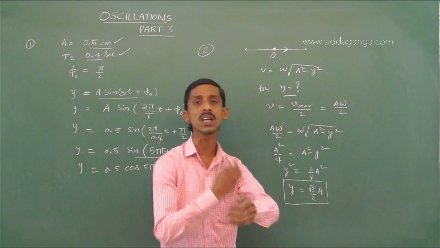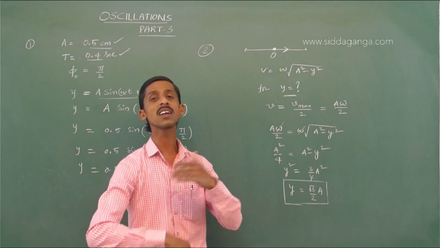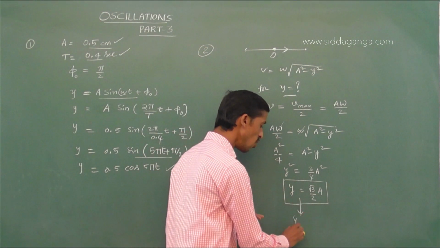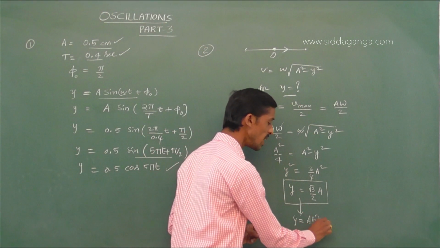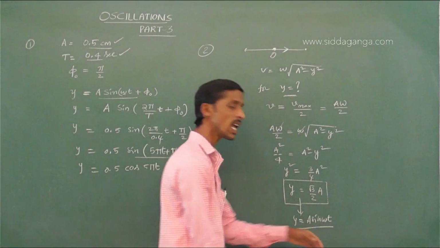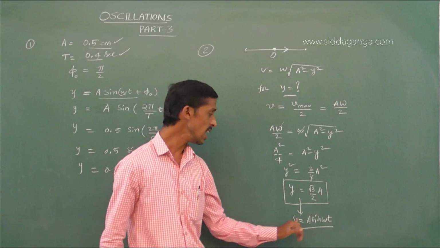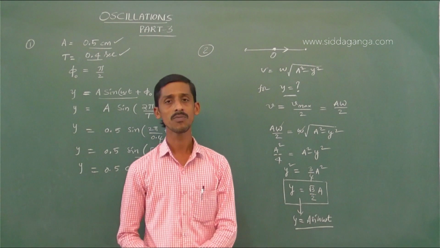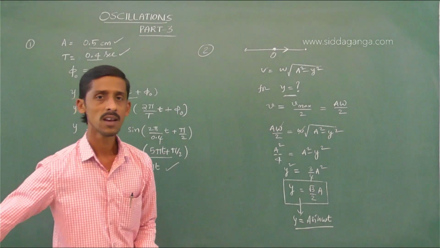If the question asks at what time the velocity will be half, then you can use the equation y is equal to A sin omega t and calculate the time, for y is equal to root 3 by 2 A. Okay, next question.